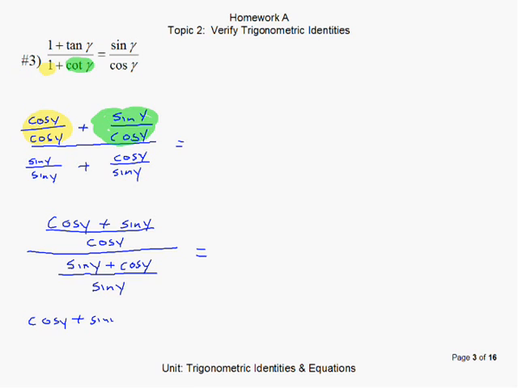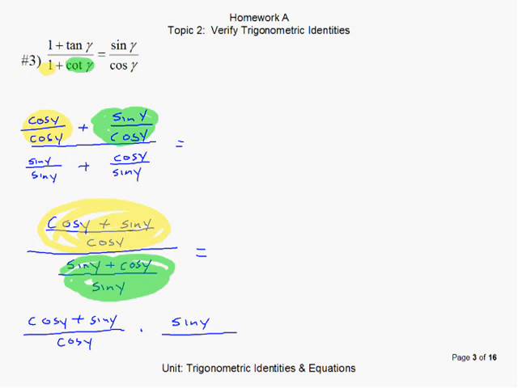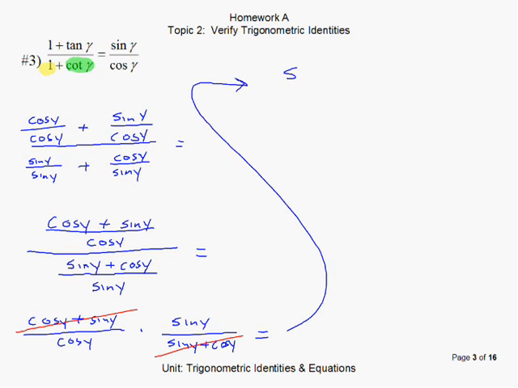Instead of dividing a fraction by a fraction, multiply by the reciprocal. Cosine of y plus sine of y cancel on the top and bottom because you're multiplying by them, and you're just left with sine of y over cosine of y, which is what the right side was all along.